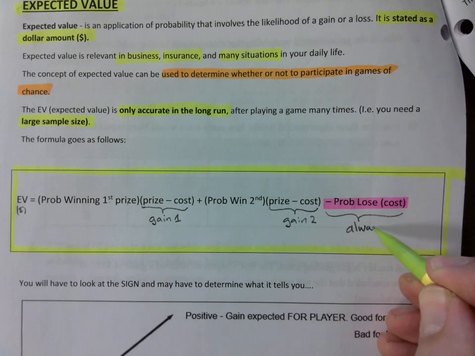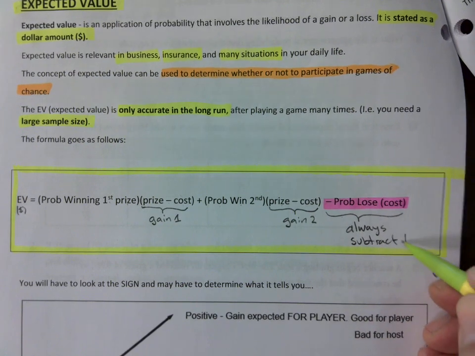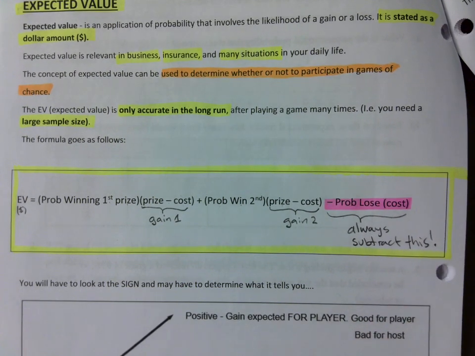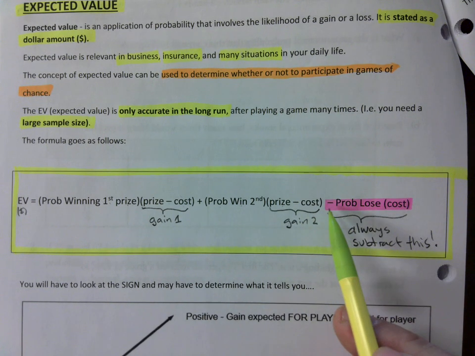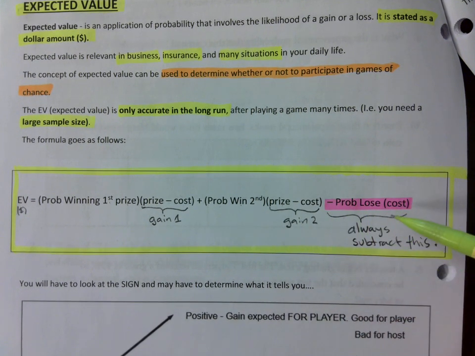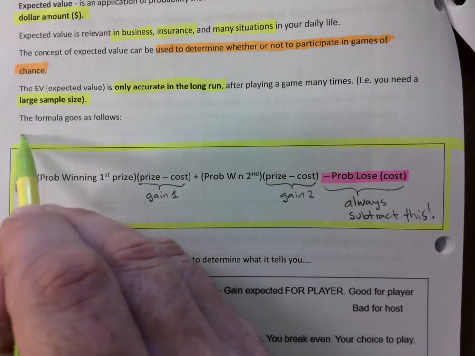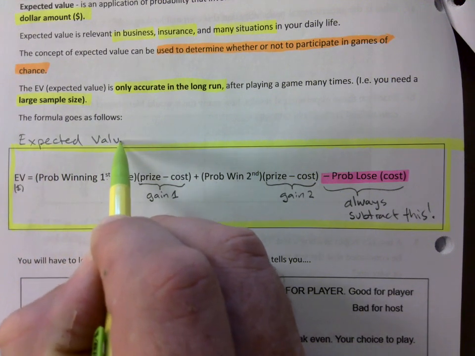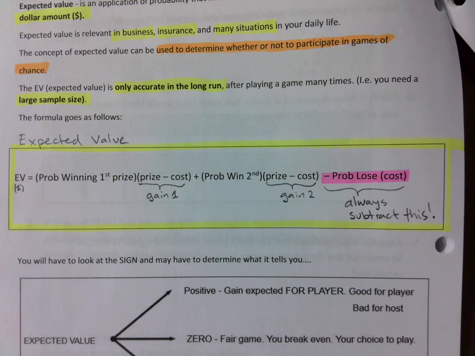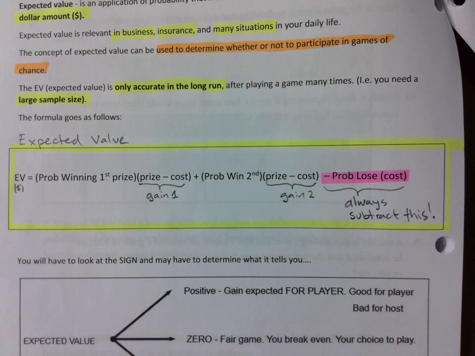Always subtract this, okay? So we figure out winning, and then at the end we'll go minus probability of losing. So I will put down expected value here one more time. If a question ever says, calculate the expected value, boom, you're going to this formula immediately.